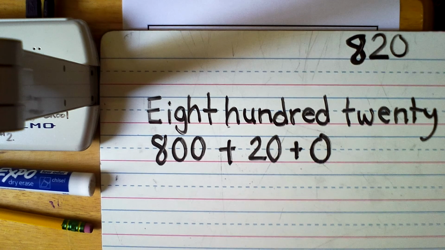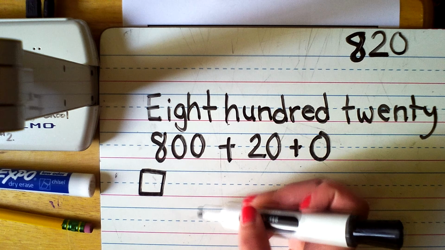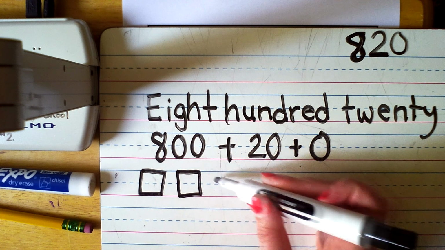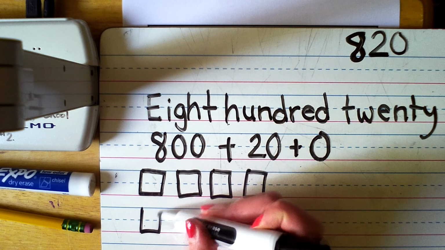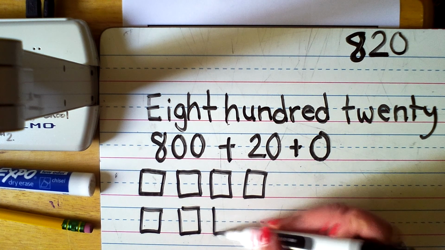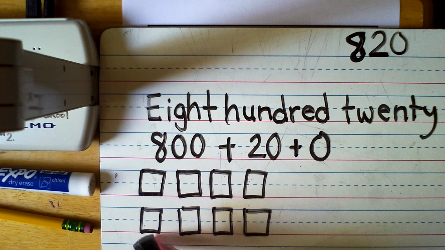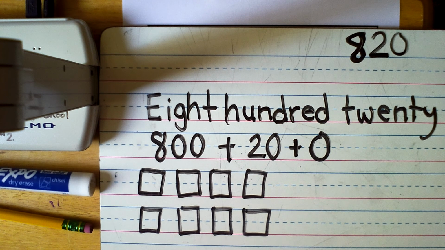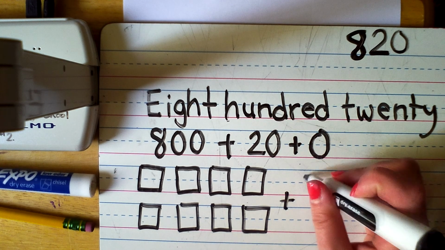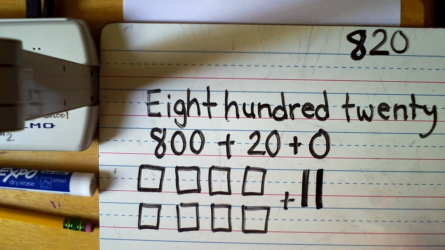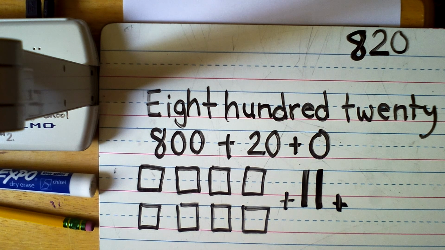800 would look like this with my base 10 blocks. I need 8 flat blocks, big blocks. 1, 2, 3, 4, 5, 6, 7, 8. Or 100, 200, 300, 400, 500, 600, 700, 800. 800 plus 2 longs. 10, 20, plus 0 in my ones place.